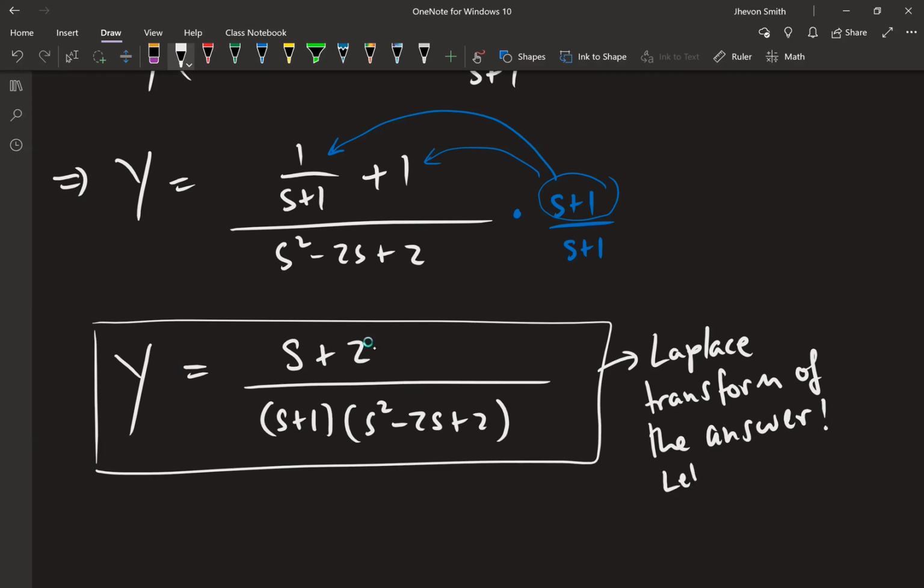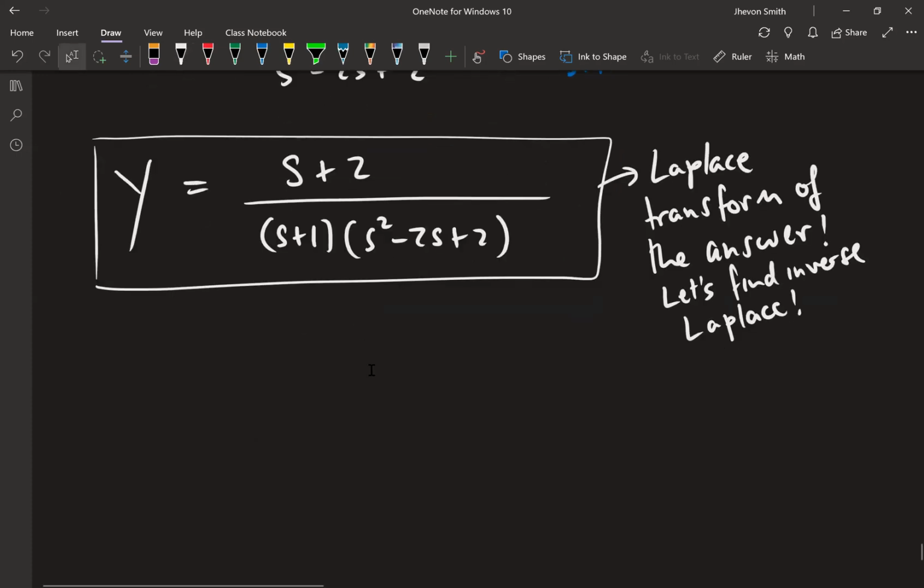Let's find the inverse Laplace transform. Again, partial fractions would be what we would think of doing here. Now again, the cover-up method would work for the s plus 1.